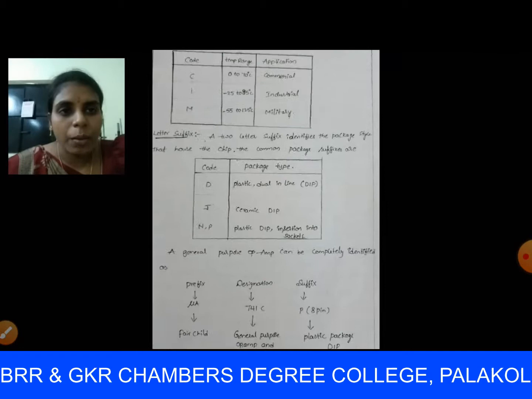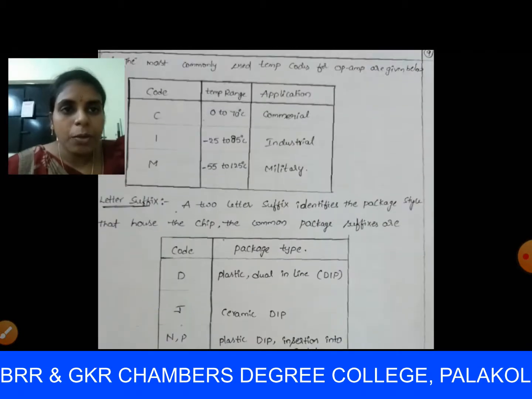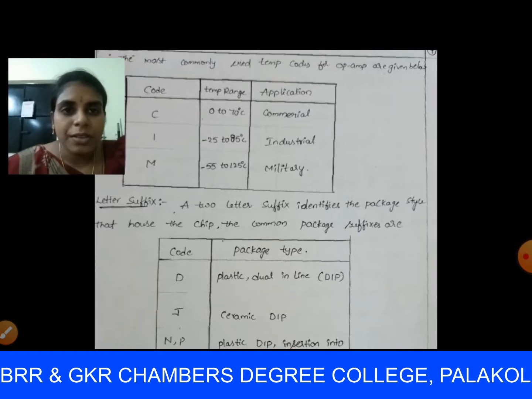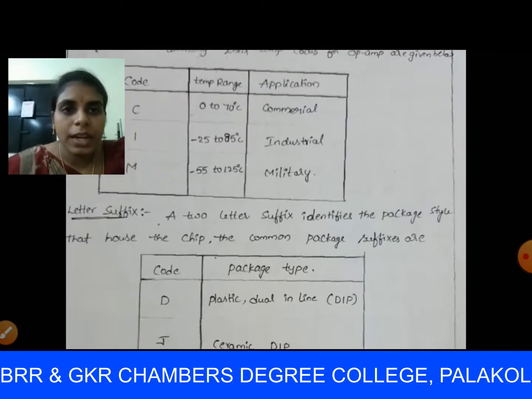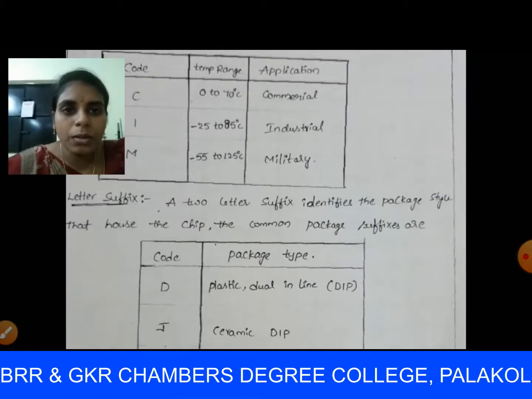Here the most commonly used temperature codes for op amps are given below: the code, temperature range and application. The letter C is used for the range of temperatures from 0 to 70 degrees centigrade. That temperature range is for commercial purpose applications.